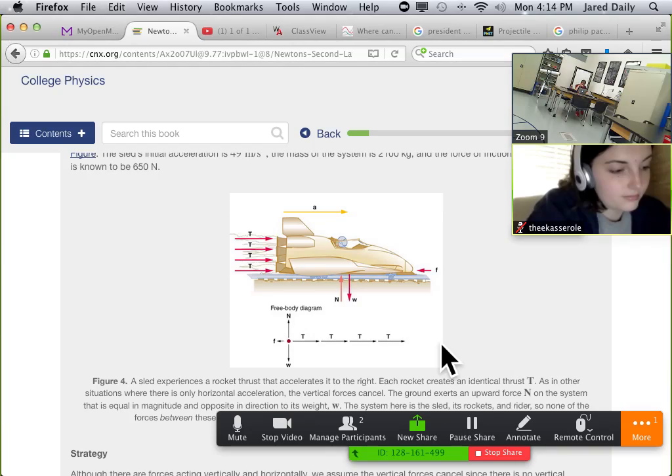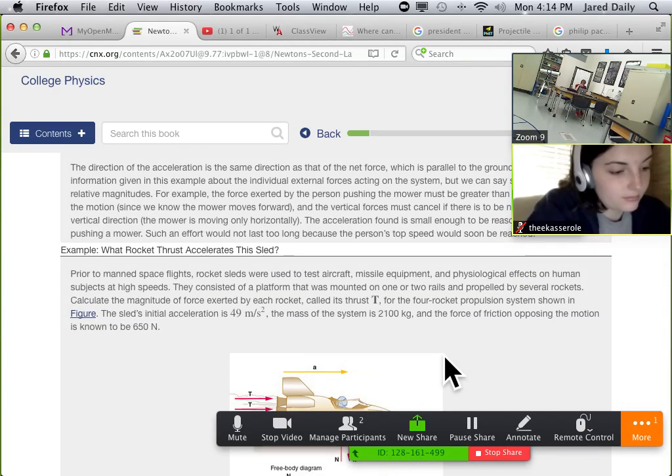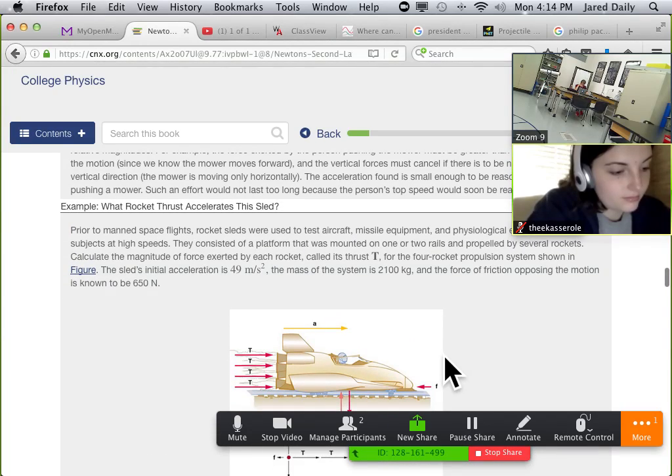Here's another example, the rocket car. Very cool. It says this rocket car was mounted on rails propelled by several rockets. We want to calculate the magnitude of the force exerted by each rocket, called thrust, for the 4 rocket propulsion systems shown in the figure. The sled's initial acceleration is 49 meters per second squared, and the mass of the system is 2,100 kilograms. The force of friction opposing the motion is known to be 650 newtons.